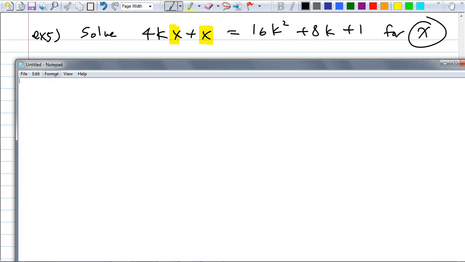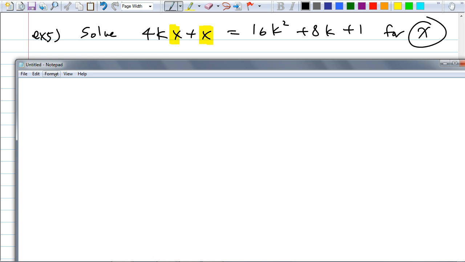It says solve 4kx plus x equals 16k squared plus 8k plus 1 for x. Right, Christina? Doesn't it say to solve for x here? So how is this different from all the other examples? Because there's no denominator, it's not a fraction. Look at all your other examples. What do we do with all the other examples? Did we solve or did we simplify? Guess what we're doing now? Oh, yeah, we're solving.